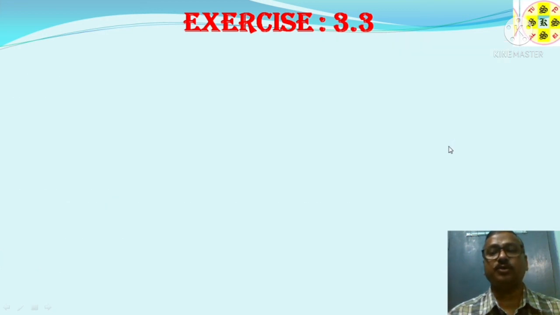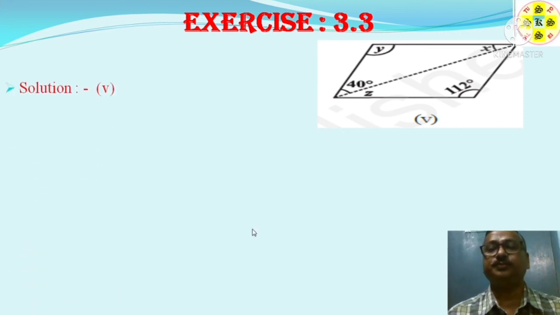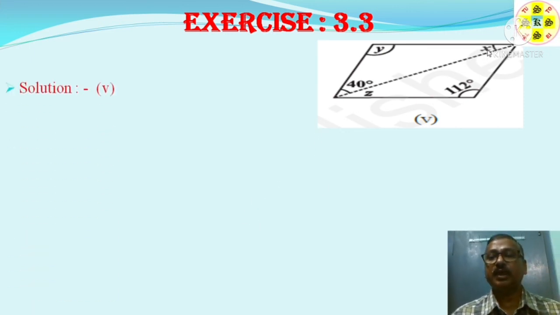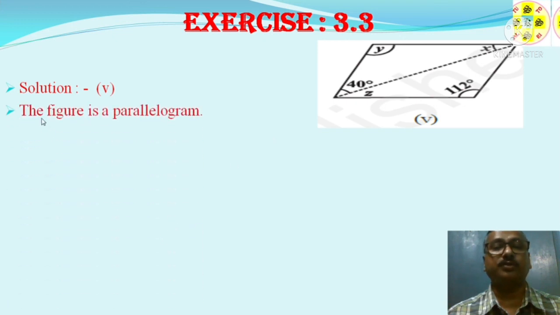Now let us proceed to the next question, question number 5, the last question of question number 2. One diagonal is there. This is x, this is y, this is z. One angle is given, 112 degrees, and one part, not the entire angle, since the diagonal is divided into two parts. This angle is given as 40 degrees. So now let us proceed.